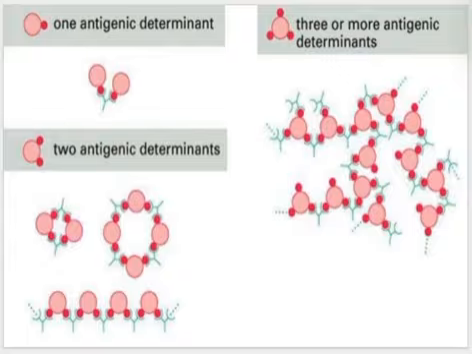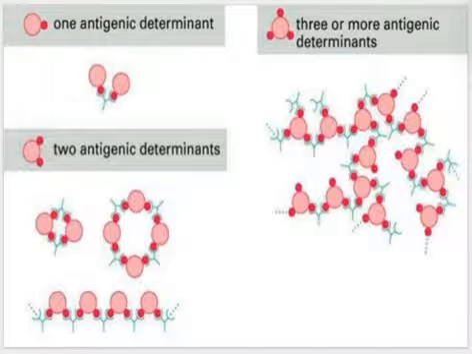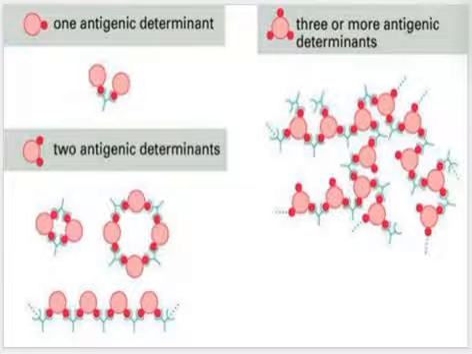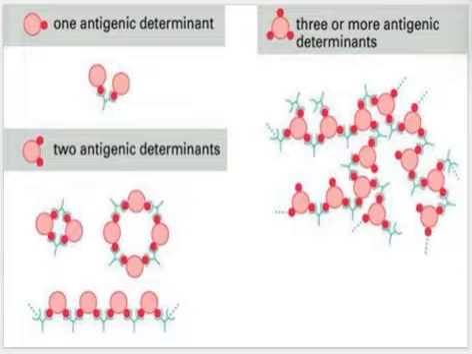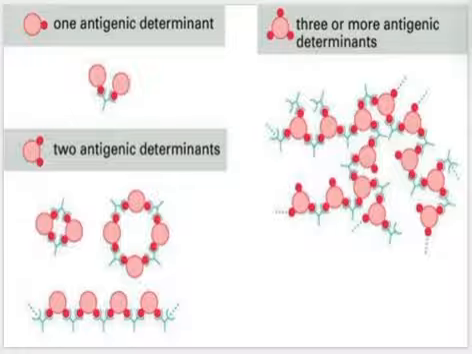Let's explore antigenic determinants, which are the specific parts of an antigen molecule that antibodies recognize and bind to. Some antigens have just one determinant, while others have multiple, arranged in pairs, rings, or complex branching structures. These variations affect how antibodies interact with antigens, influencing the strength and specificity of the immune response. In other words, the more determinants, the more complex the potential interactions.